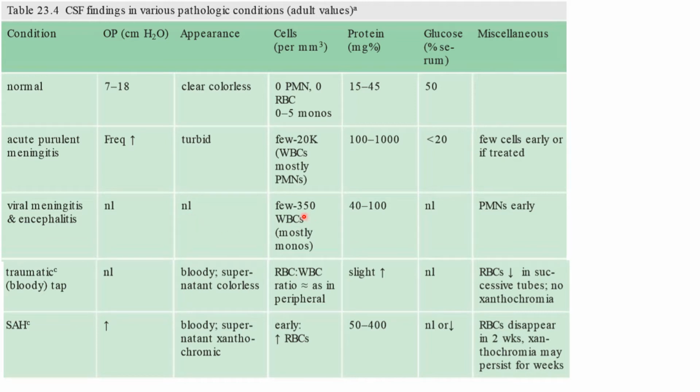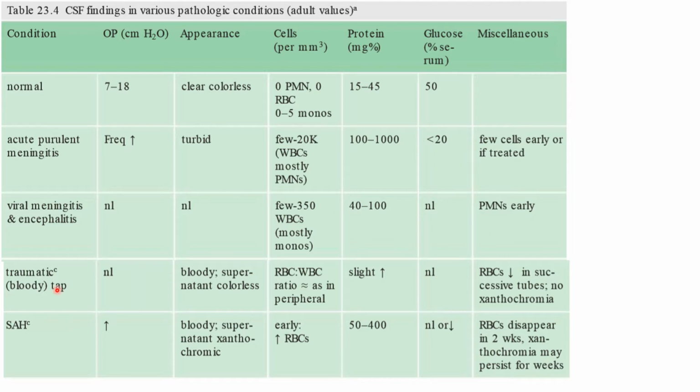White blood cells, mostly monocytes. The protein, there is no drastic increase in the protein level. The glucose should be normal. And in early viral meningitis, usually in the early course of the disease, we see polymorphonuclear cells, and after that, we see monocytes.